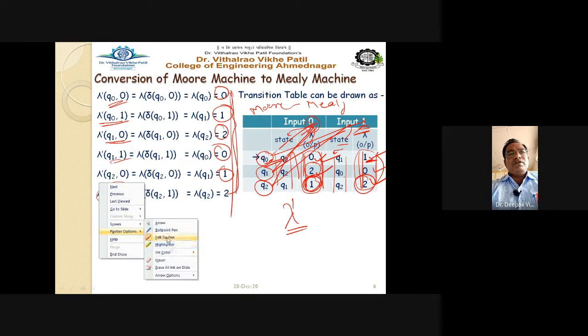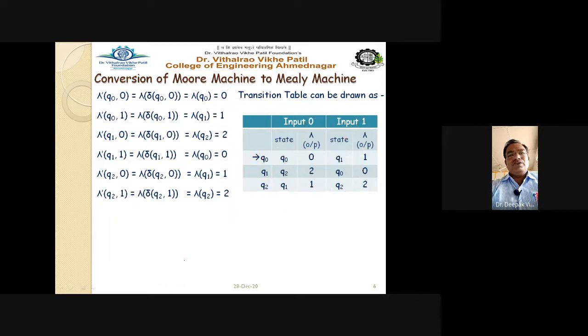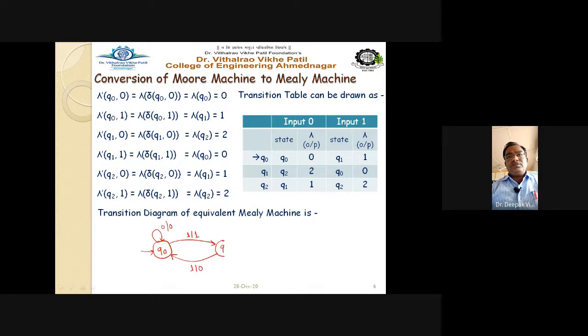The next step is to draw the transition diagram of the equivalent Mealy machine. Finally we have to draw the Mealy machine. See here how it is drawn. Once you have the transition table, from the transition table this diagram is very simple.